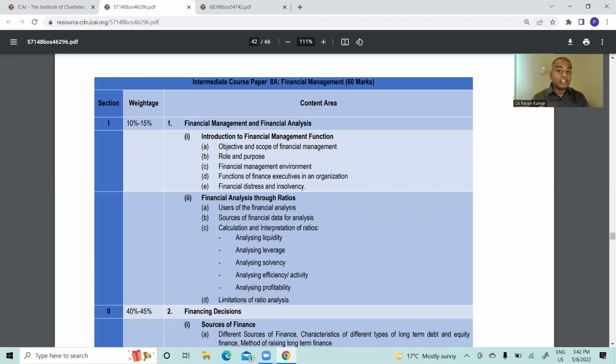And in that 10 marks also, there will be 2-3 subparts, so technically each part will be 5 marks or 4 marks only. So this is section 1. Section 1 is introduction to FM, first chapter theory, and then ratio analysis. This comes to 10 to 15%. It is not 10 to 15 marks, my dear friends. It is 10 to 15%.